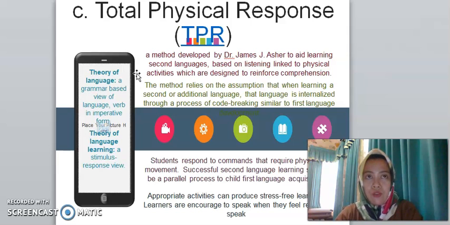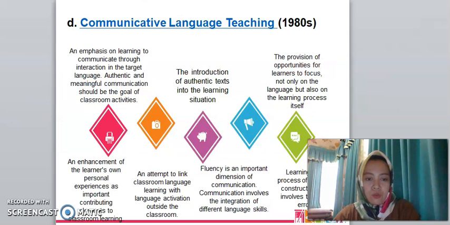Let's say if we instruct them to do something, or if we want the students to act something out, we can say, okay, touch something blue, and then the students will listen to the teacher clearly and directly. They do what the teacher asks or instructs. Okay, TPR. Let's go on to the next one.